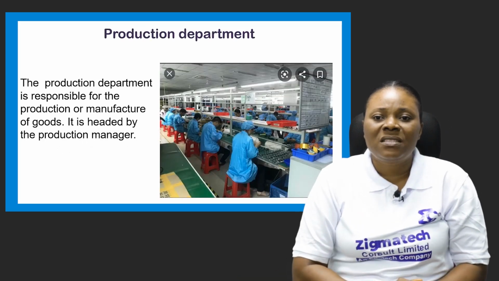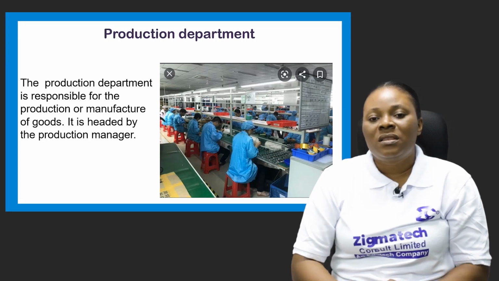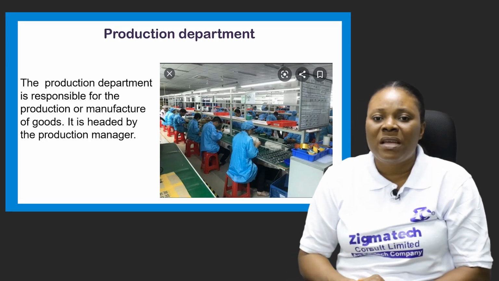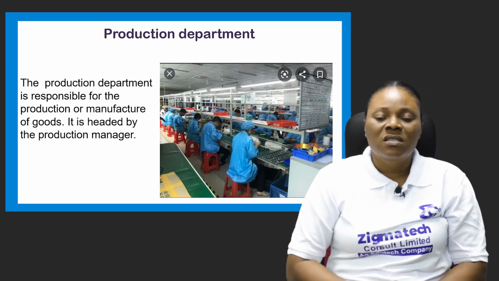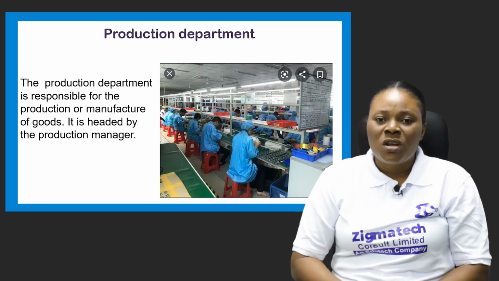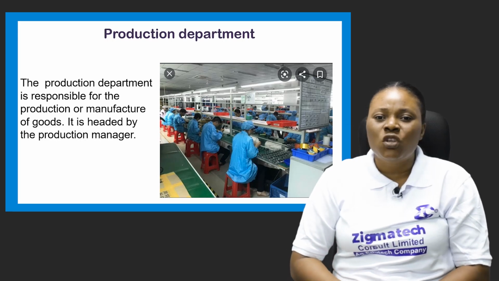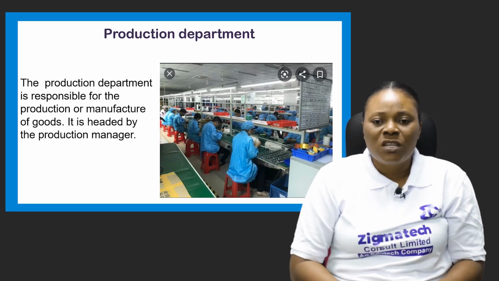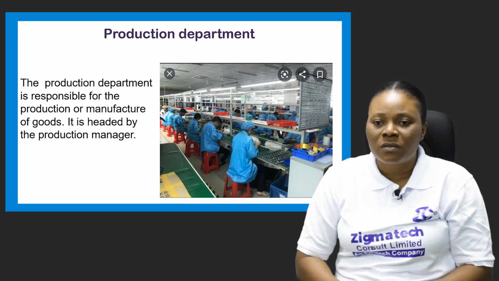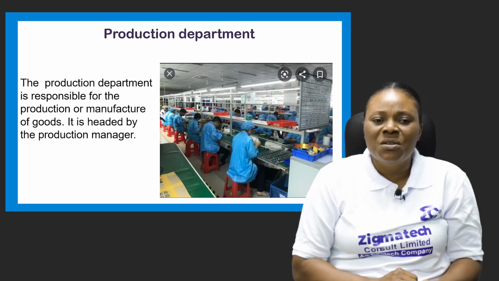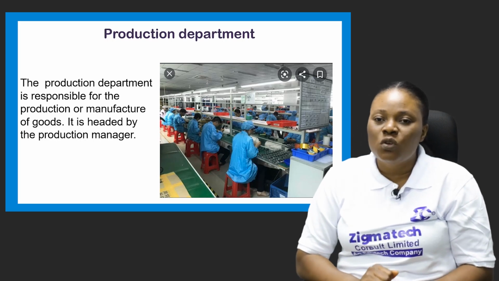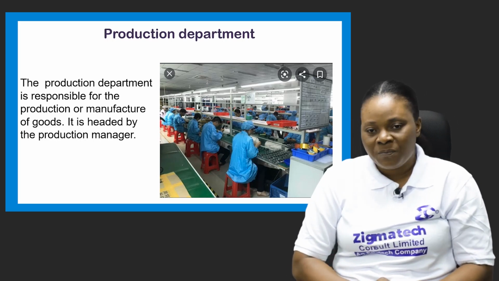The next department is the production department. Remember I said this department works together with the sales department. The production department, they are in charge of producing or manufacturing goods. This department is in charge of turning raw materials into finished goods in the establishment.